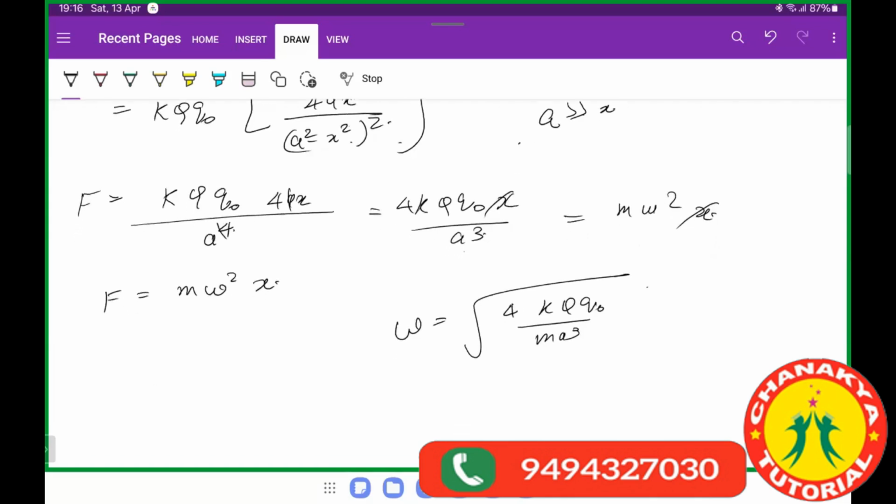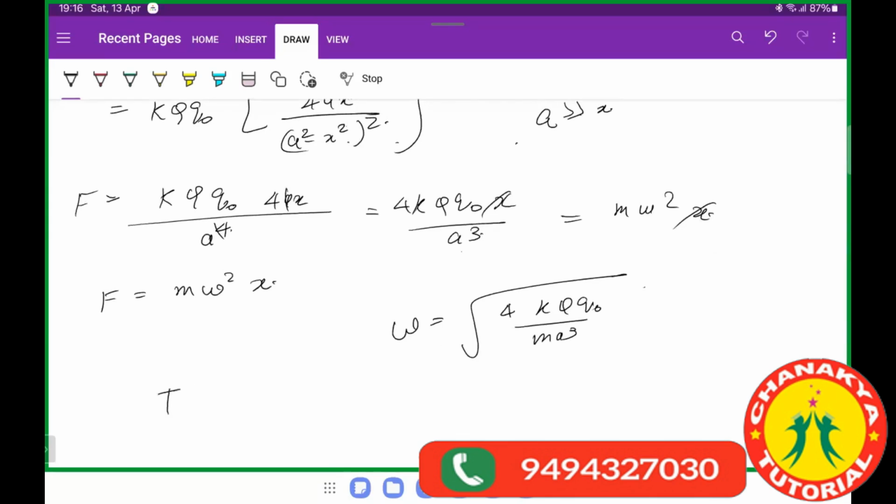Then the time period will be the reverse. This is the time period, right? The SHM time period of this oscillation will be the reverse of this one. So m a cube and k is there. This is 1 by 2 pi. See omega, the relation with time period is 2 pi by T. So 2 pi if I take it inside, and 1 by 4 pi and T square.